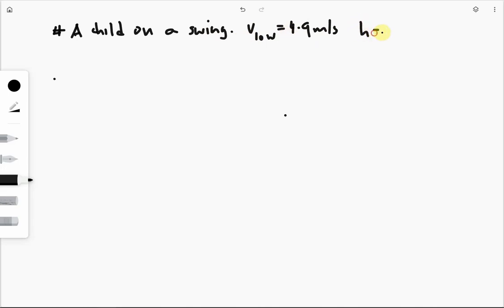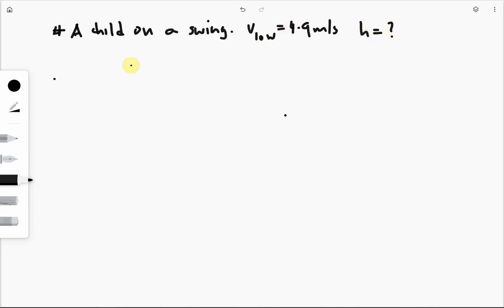Okay, let's look at an example of a child playing on a swing. All right. So we have a child on a swing in a playground. And what do we know about this problem? Well, we know that at the lowest point of the swing, the speed is 4.9 meters per second. This is given to us. So this is the speed at the lowest point of the swing, and we want to find how high she will go from there. All right.